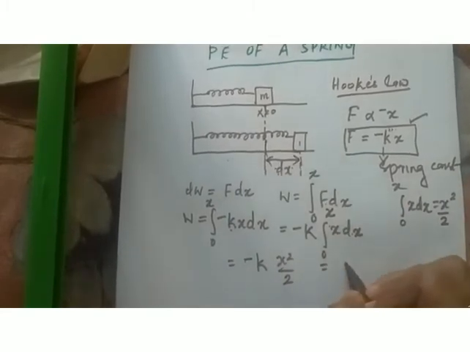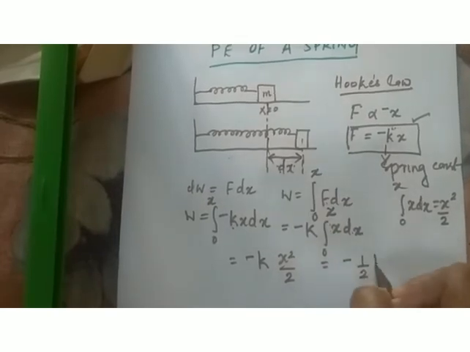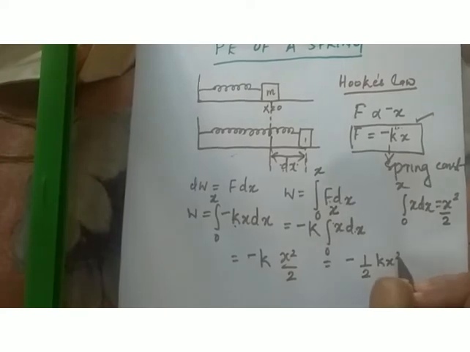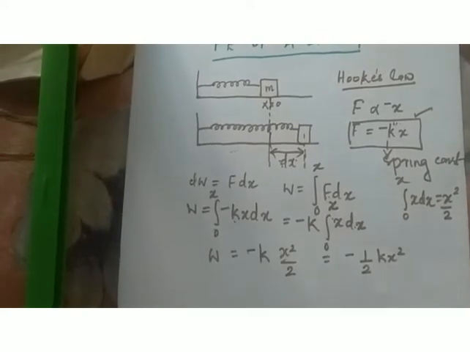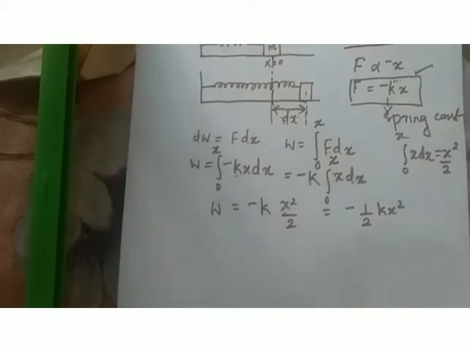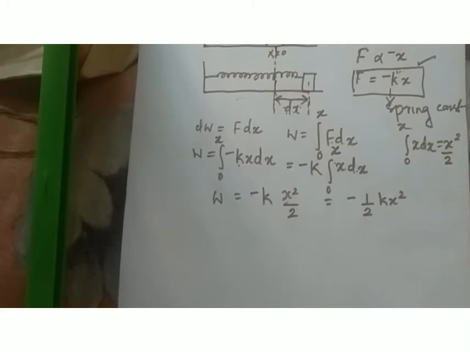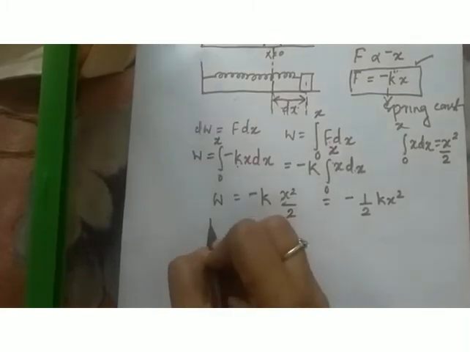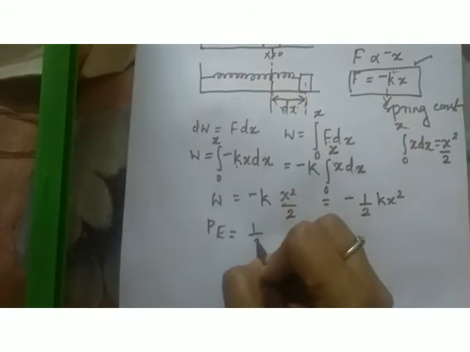That is, we can rewrite this expression like this: work done is equal to minus half k x square. So this is the work done. This work done itself is stored as potential energy inside the spring. Okay, so potential energy of the spring is equal to half kx square.